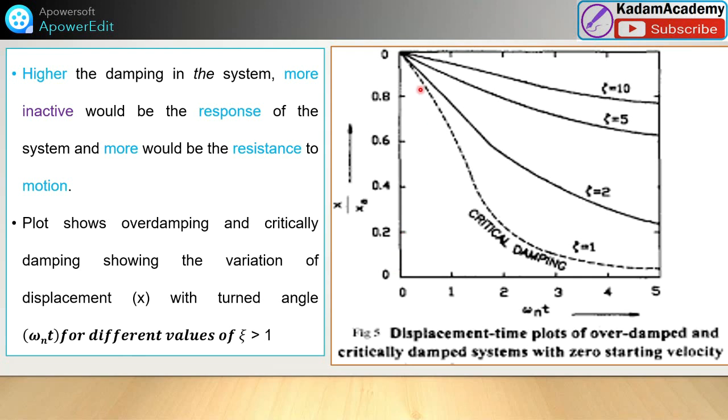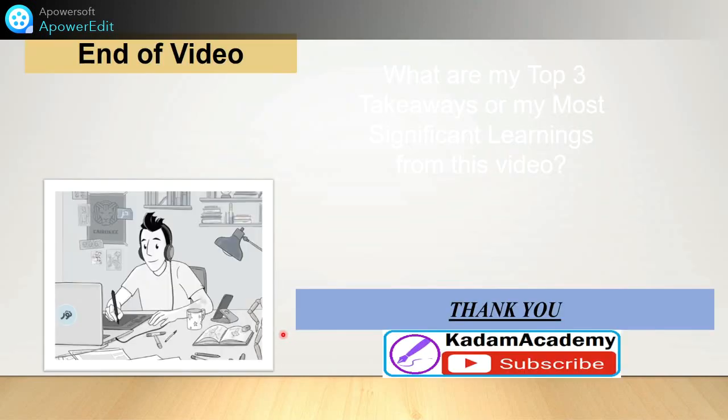Similarly, I have shown the dotted line for the critical damping. This plot shows the variation of displacement with omega n t for different zeta. Zeta is greater than 1. So friends, this is regarding the overdamped system.